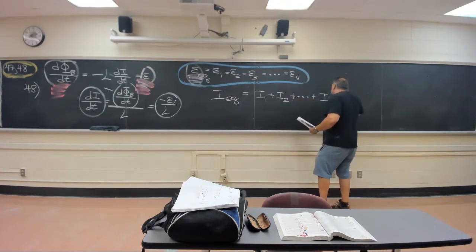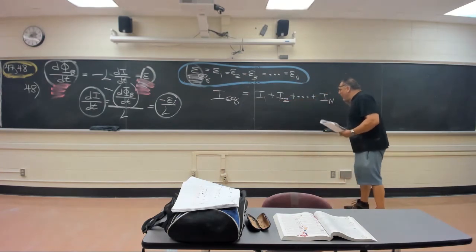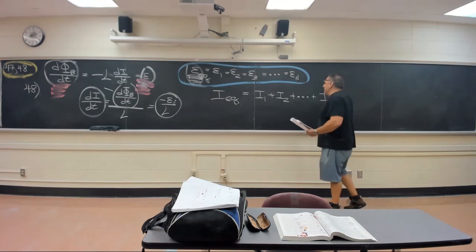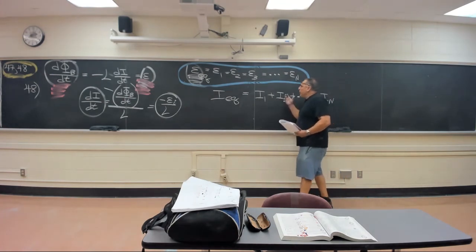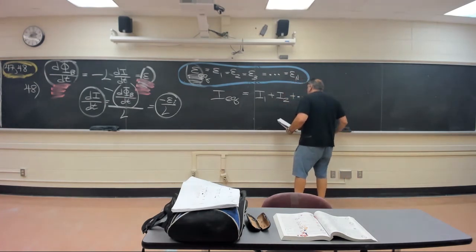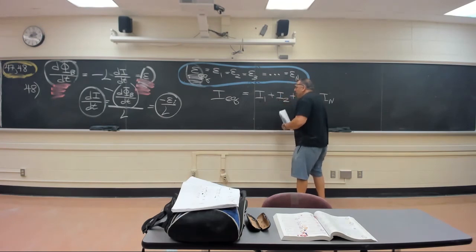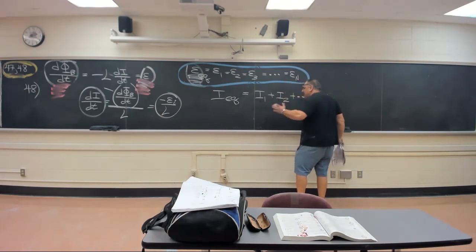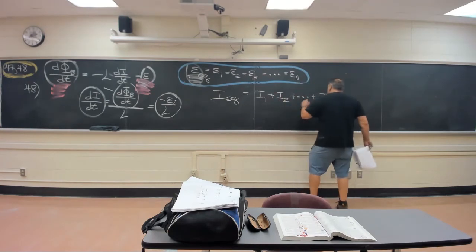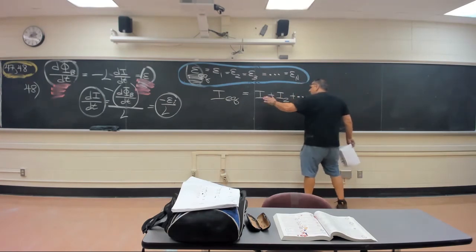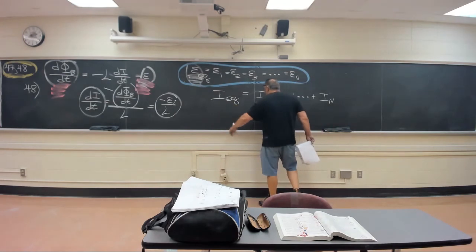Plus dot, dot, dot, all the way across. Theoretically, they can be different currents through each of the loops at a particular instant. This one is potentially different from that. They might be the same, sometimes they are. But in general, we can say that they can be different, and they're all different from one another. When you add them together, you get the equivalent.